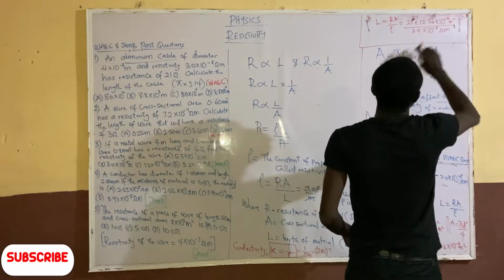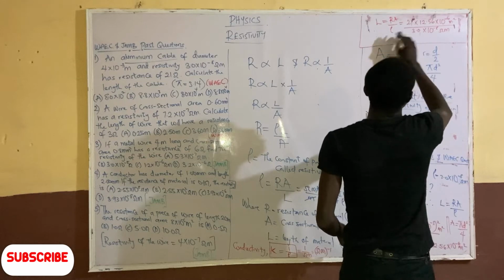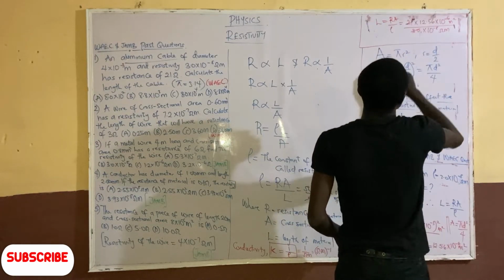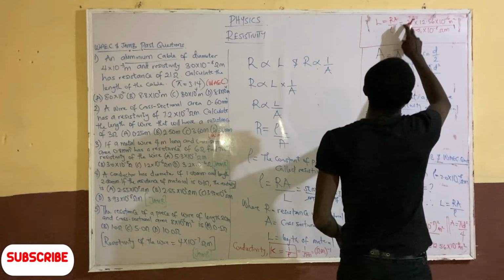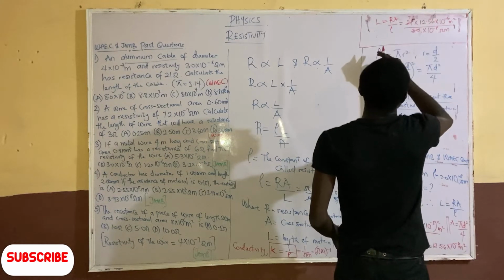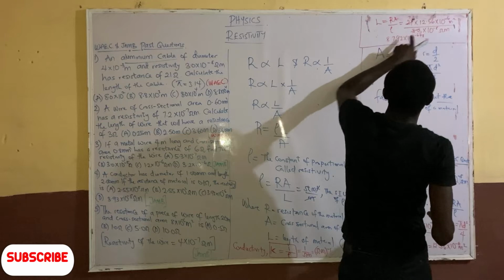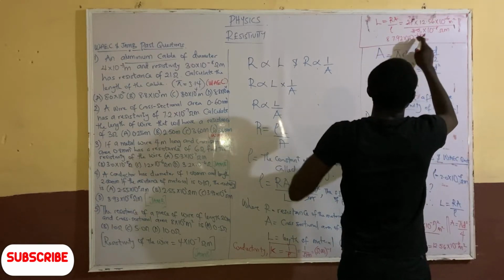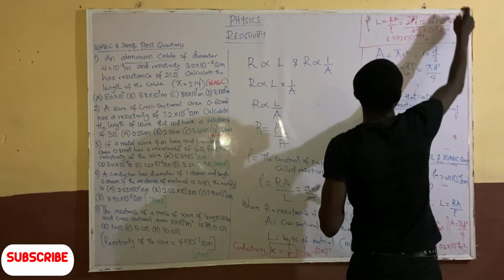With this now, we can easily get it. 3 here 1, 3 here 7, so we have 7 times 12.56, which gives 87.92. So 87.92 times 10 to the power minus 6, then this one goes up and becomes plus.